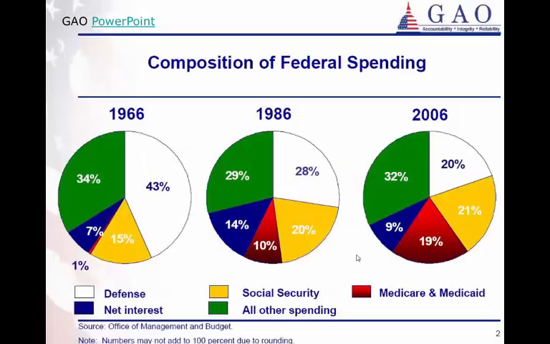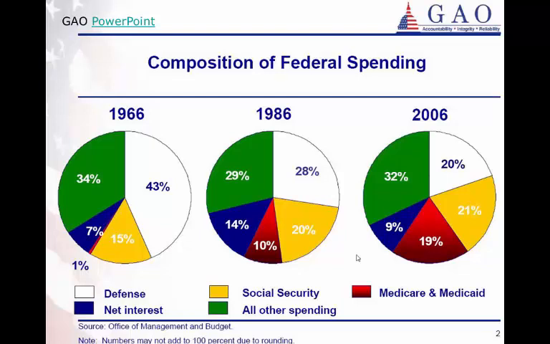This is another chart from the GAO website, but not from their 2008 report. It shows the composition of government spending in 1966, 1986, and 2006. In 1966, during the Vietnam War, defense was the largest component of federal spending. Medicare and Medicaid was a tiny sliver, about 1%.